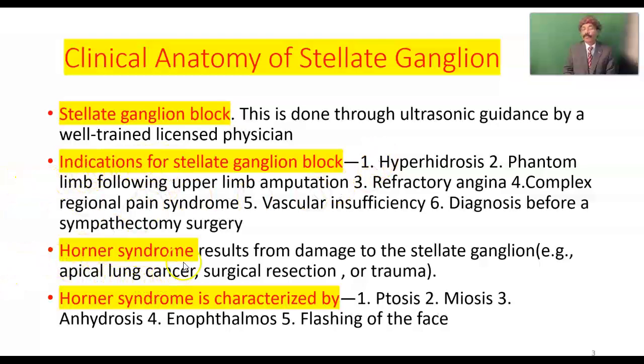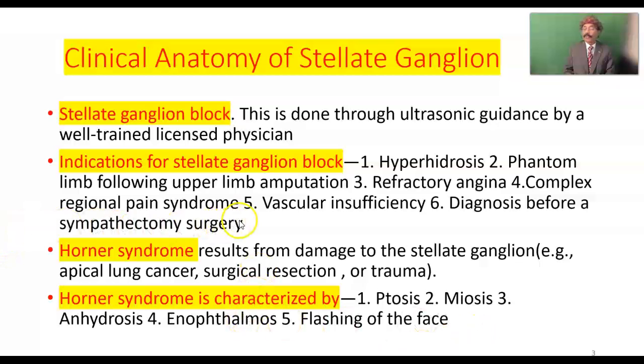What are the indications for stellate ganglion block? One is hyperhidrosis, that means excessive sweating. Phantom limb following upper limb amputation. That may be the feeling of a person whose upper limb has been amputated. They still have pain and they feel their limb is present there, though it has been amputated. That is phantom limb, and that type of pain is managed by stellate ganglion blockade with local anesthesia.